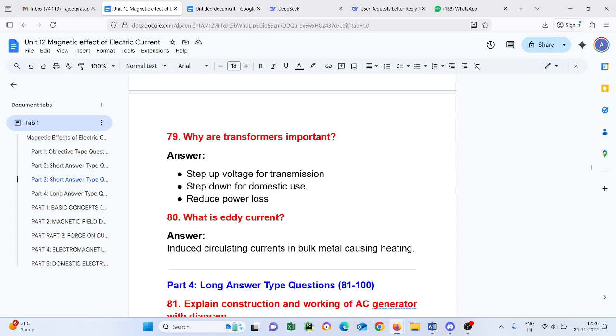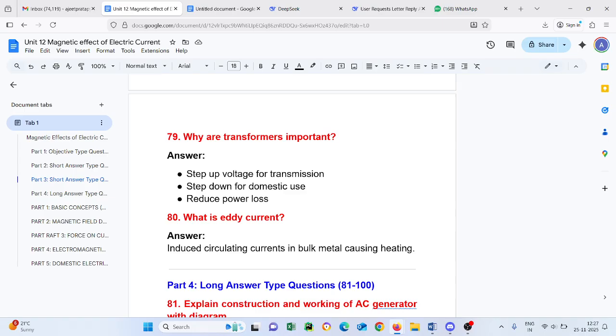Question number 79. Why are transformers important? Answer: step up voltage for transmission, step down for domestic use, reduce power loss.